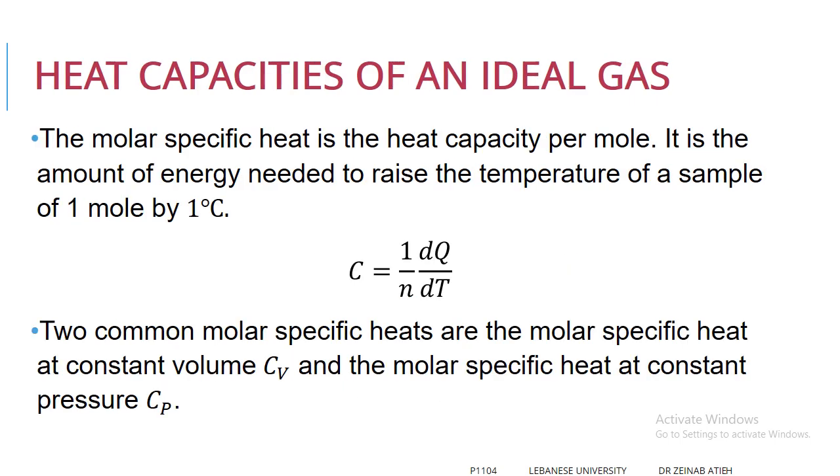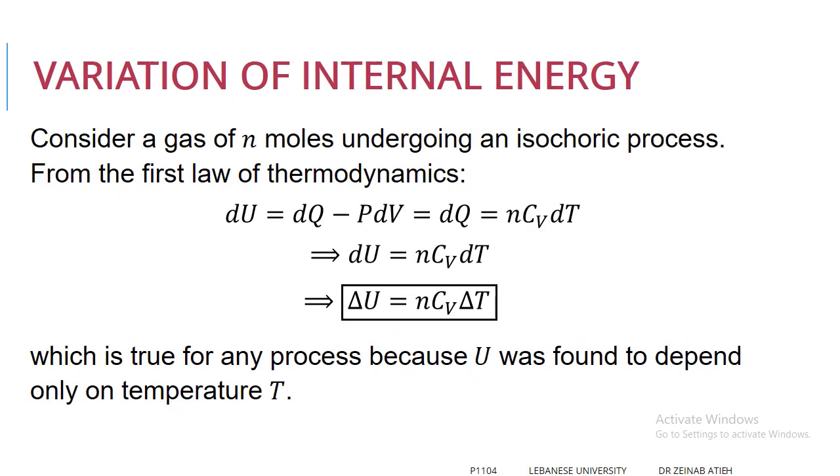I've explained the heat capacities, you all know that. I've derived a formula for delta U, which is nCV delta T. This derivation was based on an isochoric process. Although it was based on an isochoric process, this derivation is true for any type of process as long as I am starting from T1 and ending up with T2. Why? Because U only depends on temperature and nothing else.